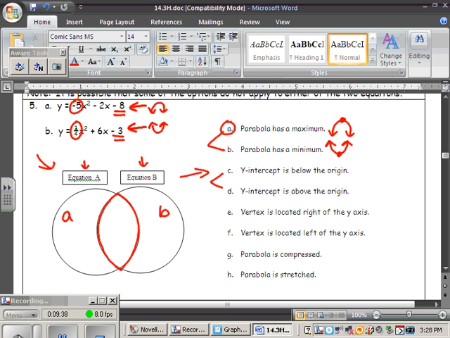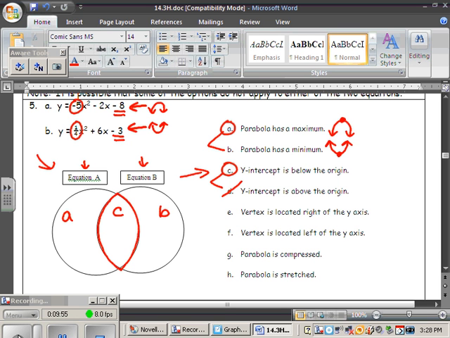So if it's -8 and -3, notice they're going to be both below the origin. So that's something they have in common. Neither of them are going to have a y-intercept above the origin. So we're going to put a C in the middle, showing they have that in common.